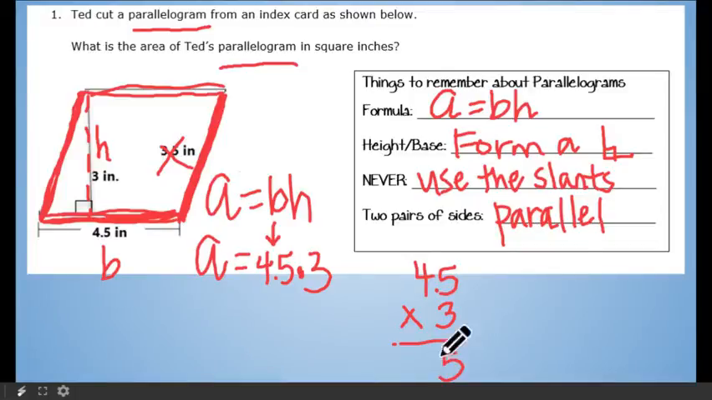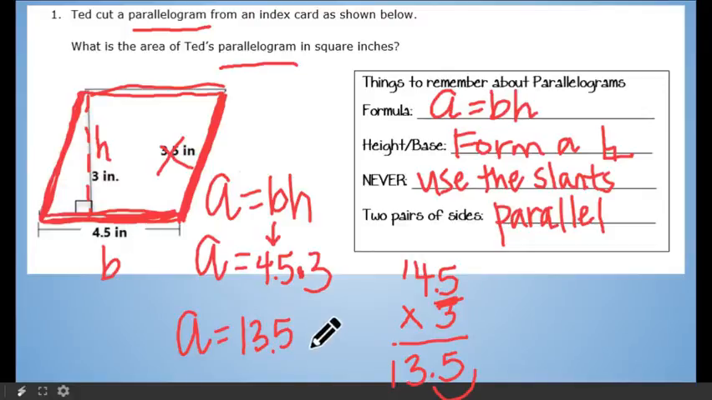All right, so you should have gotten 1, 3, and 5, and then there is one place after the decimal point here. So if we loop it over once, then you should get that your area is 13.5. Always include our units, and our units are inches, and we measure area in square units. So it's going to be square inches or inches squared.